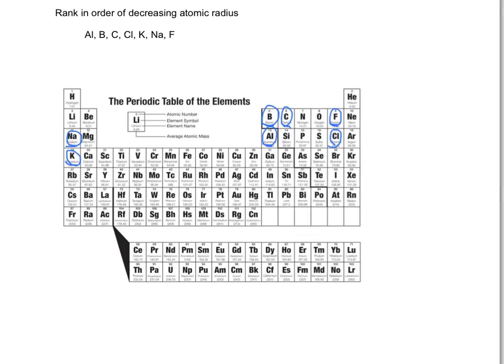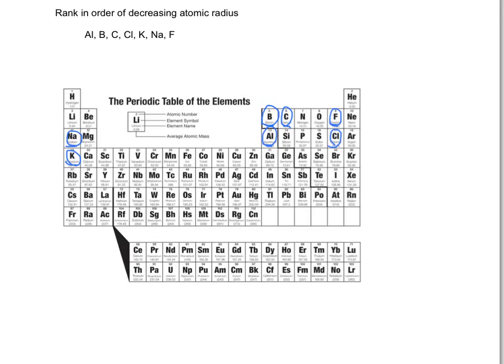Alright, so usually most of the questions that you'll see, you're comparing between just two elements, either in the same group or the same period, so they're pretty easy to figure out which one is larger in radius. But what if you're given a whole bunch of different elements like this? In that case, what you want to do is look at your periodic table and find all the elements that you're interested in. Look at them or circle them or whatever, and compare between them.